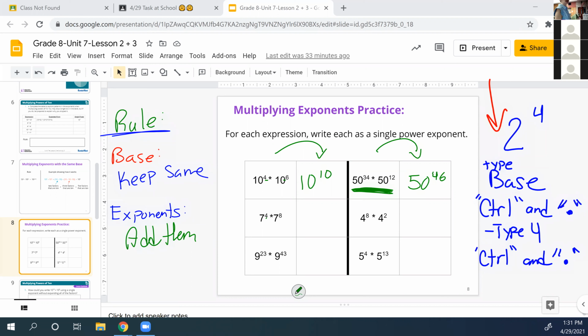Nice job, Alyssa Button. I'm not actually asking you to tell me what it equals, because that's going to be a massive number. I just wanted you to write it as a single exponent. Now let's look at the next one here.